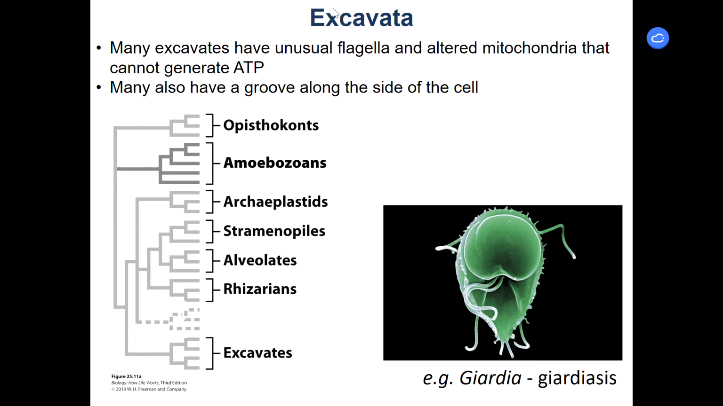So we just went through the 7 super kingdoms of eukaryotes.